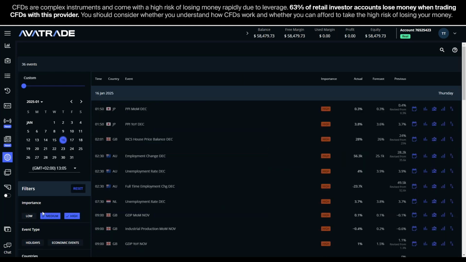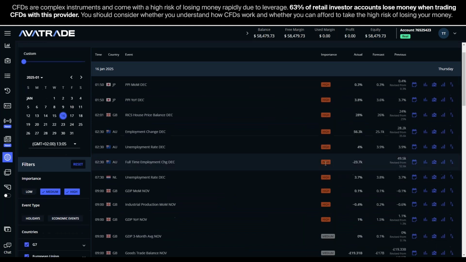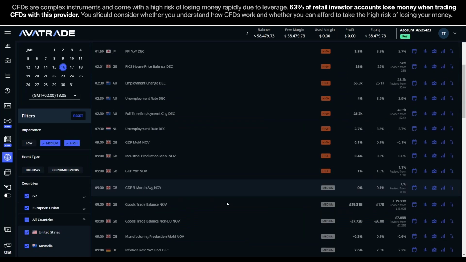If we look at today's date on the economic calendar, which I already have chosen, we can take a look in particular out of Great Britain. Industrial production worse than expected. It was expected to go up from negative 0.6 to a growth of 0.2%. It stayed negative at 0.4%.